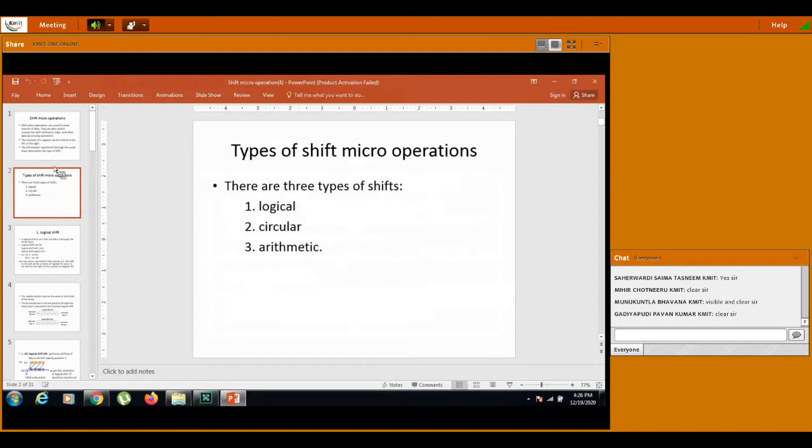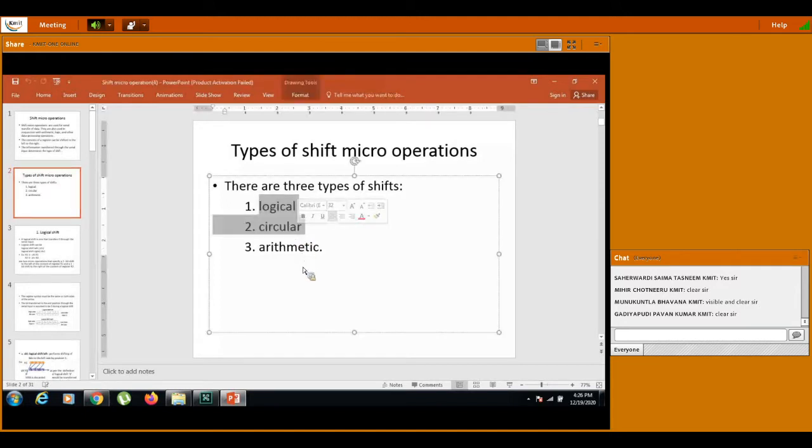Just forget about left shift and right shift for now. What is left shift and right shift? That's a very simple thing which you can understand. If you are shifting your bits to the left side, it is a left shift micro operation. If you are shifting your bits to the right side, it's called the right shift micro operation. Other than that, we have three things: logical shift, circular shift, and arithmetic shift.